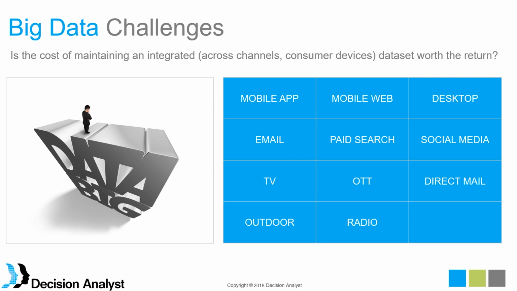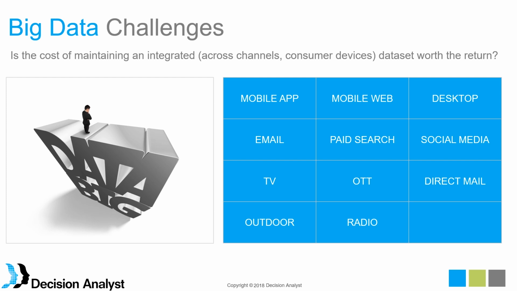And so in the actual purchase environment today, during their customer journey, people can use mobile apps, the websites, a desktop, email, paid search, social media, watch TV, over the top. OTT refers to streaming media. And there's direct mail, outdoor, radio. All of these represent sources of data that can be integrated together to build a data set very much like the data set we saw for the online environment.